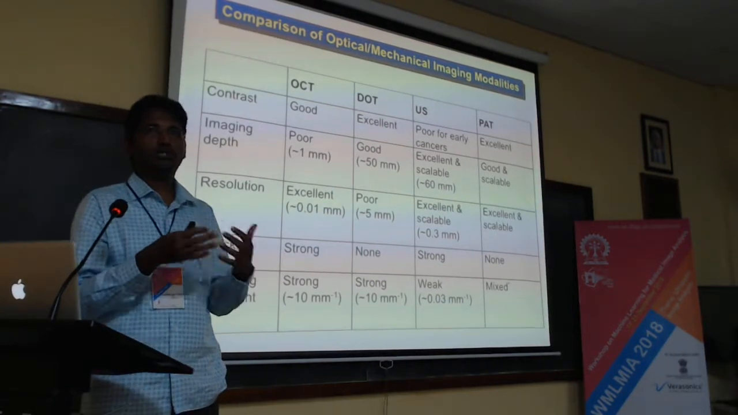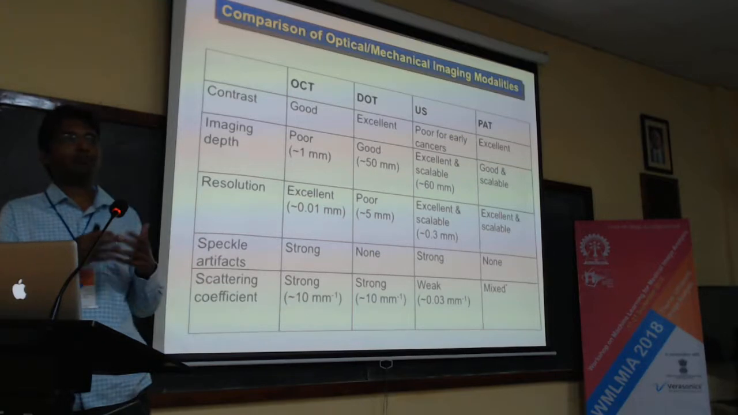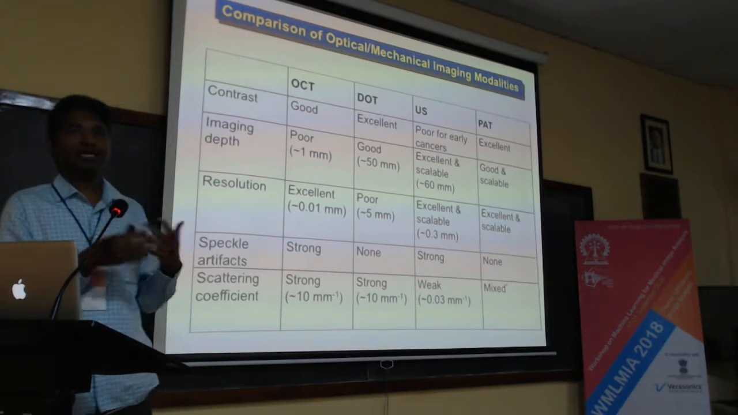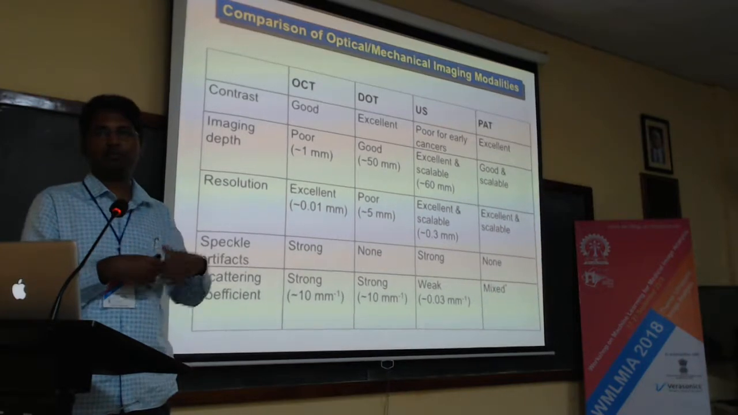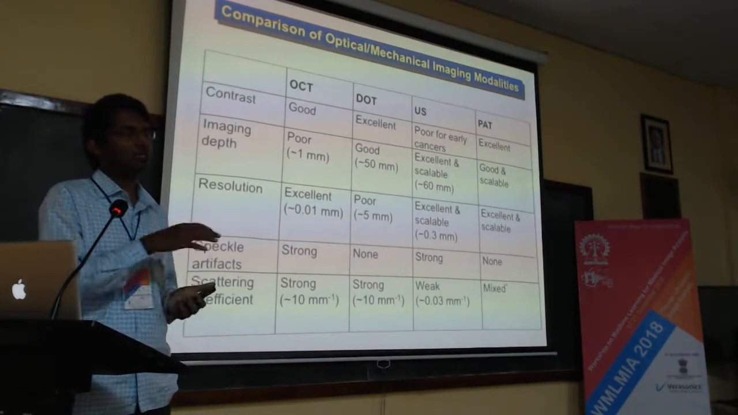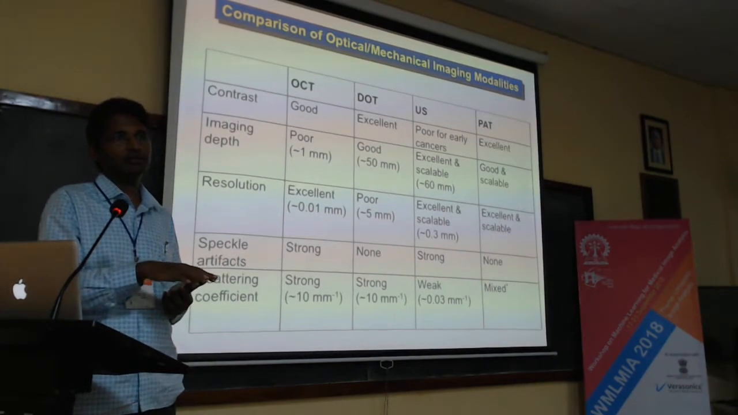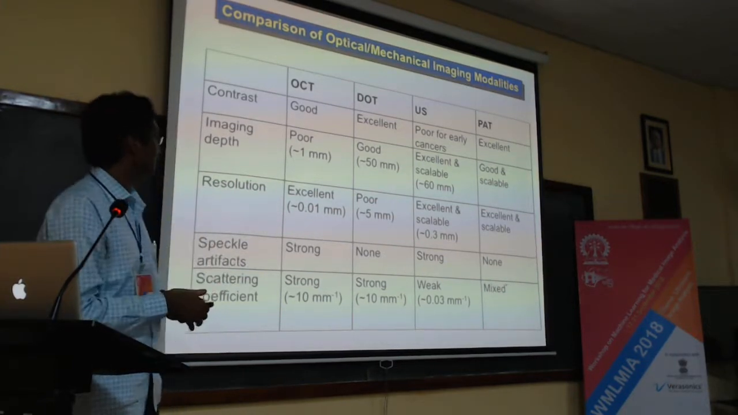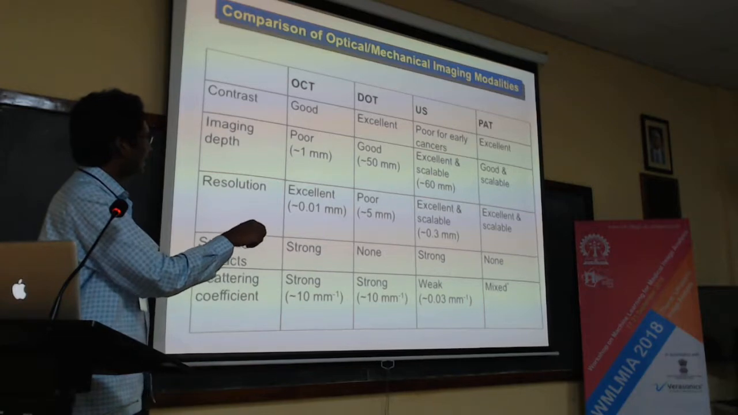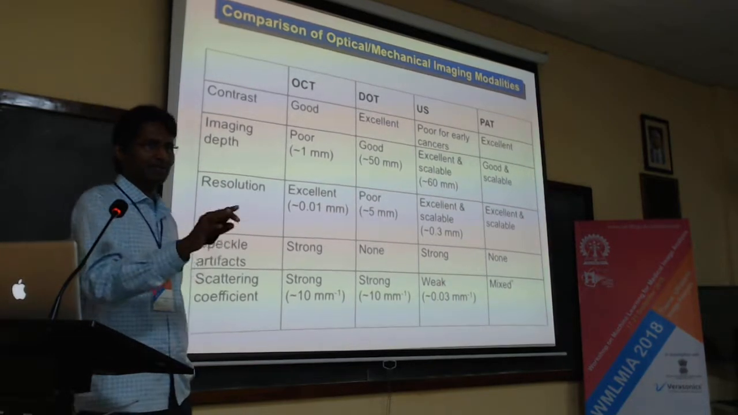Similarly here, the DOT doesn't have that kind of resolution. So you have to combine it with something else to really get the resolution you are looking for. That means you look at the physiological properties with the DOT, and for the structural or morphological properties, you look at another modality, like CT or MRI, or whatever.